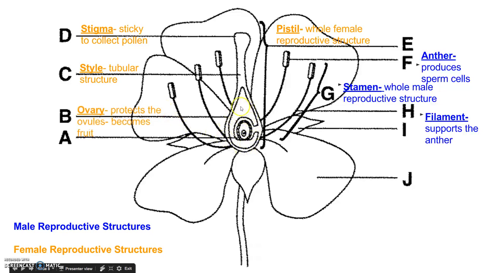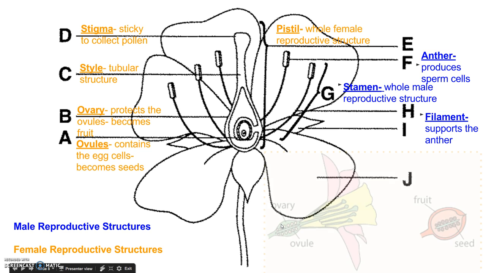The ovary down here at the base protects the ovules, and eventually that's what's going to become the fruit. So this round part right here is the ovary, and if you look very carefully inside the ovary, you'll see the ovules, and the ovules contain the egg cells, and if those are fertilized, then those will become the seeds of the flower, and that's where the seeds will form. Once the seeds form, then the ovary will turn into a fruit to protect the seeds in the middle. And those are your female reproductive structures.